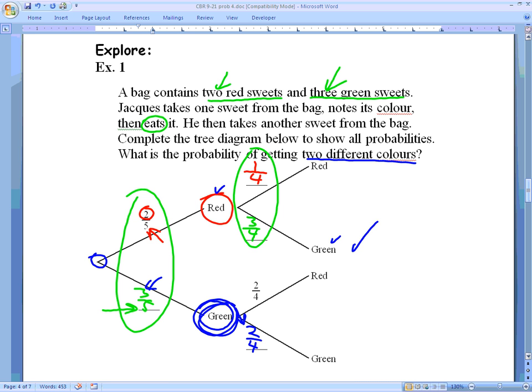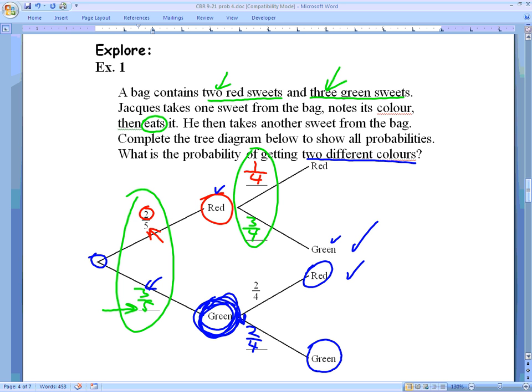And then I have the green followed by red. And that is also a path I want, 2 different colors. And then at the very end, it would be green followed by green, which is not 2 different colors. So I don't want that. I want the 2 different colors. Now we just multiply down the tree to find the probability of red, green, and then of green, red.